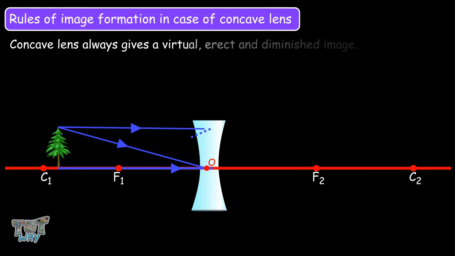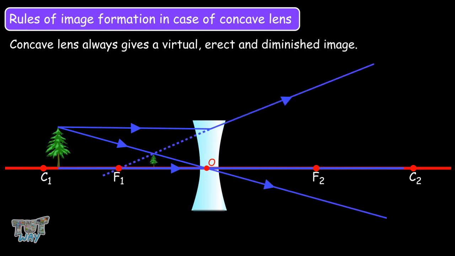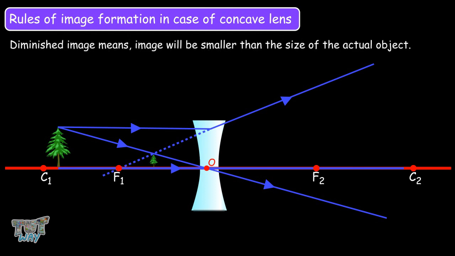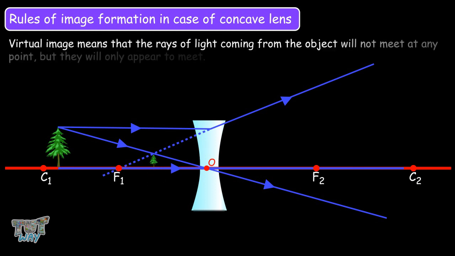Remember, concave lenses always give a virtual, erect, and diminished image. Diminished image means that the image will be smaller than the size of the actual object. And a virtual image means that the rays of light coming from the object will not meet at any point. They will only appear to meet.